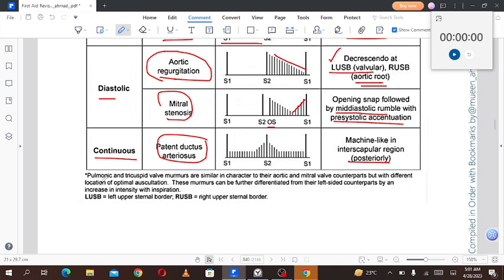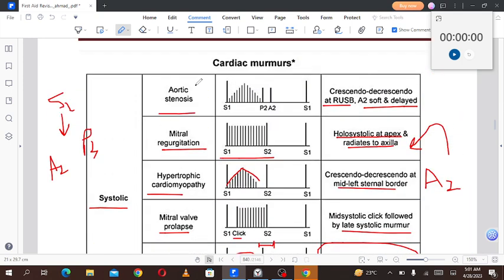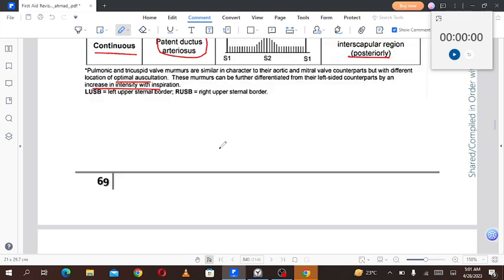The footnote is that pulmonic and tricuspid valve murmurs are similar in character to their aortic and mitral valve counterparts, but with different locations of optimal auscultation. The murmurs can be further differentiated from their left-sided counterparts by an increase in intensity with inspiration. We have seen these maneuvers. So, the pulmonic stenosis murmur will also be a crescendo decrescendo murmur. Mitral regurgitation is holosystolic. The tricuspid regurgitation is also a holosystolic murmur, and the same is true for the others.